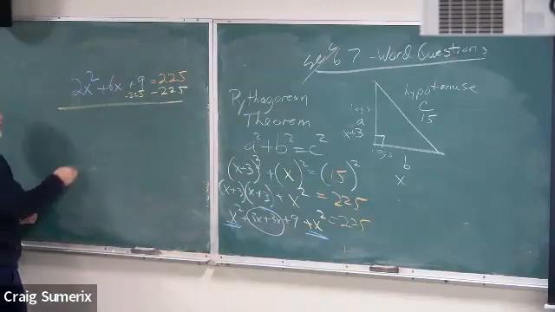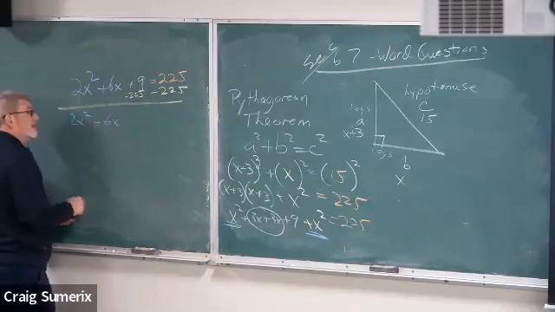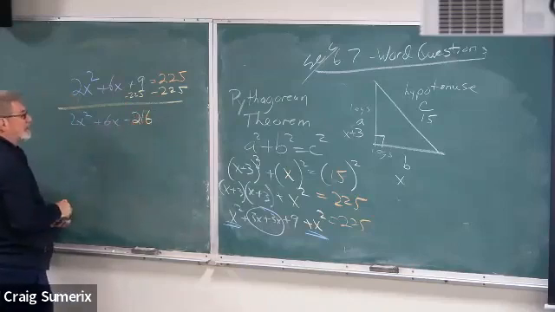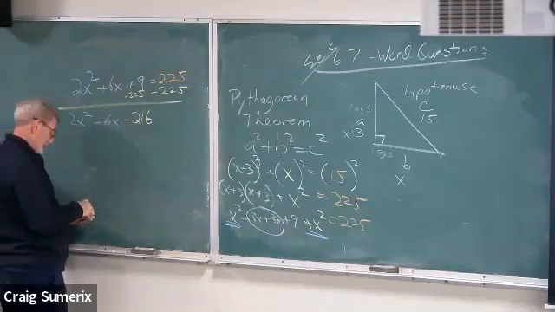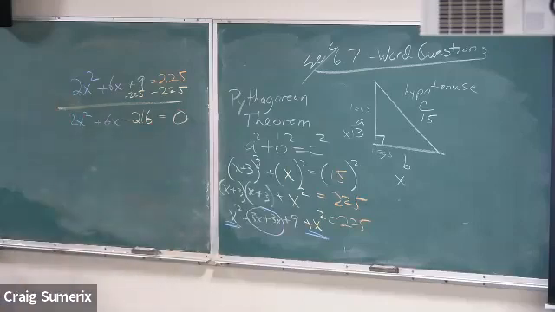So we got 2x squared plus 6x minus 216, I think. Somebody check my math. 9 minus 225 is minus 216. Yeah. Okay.